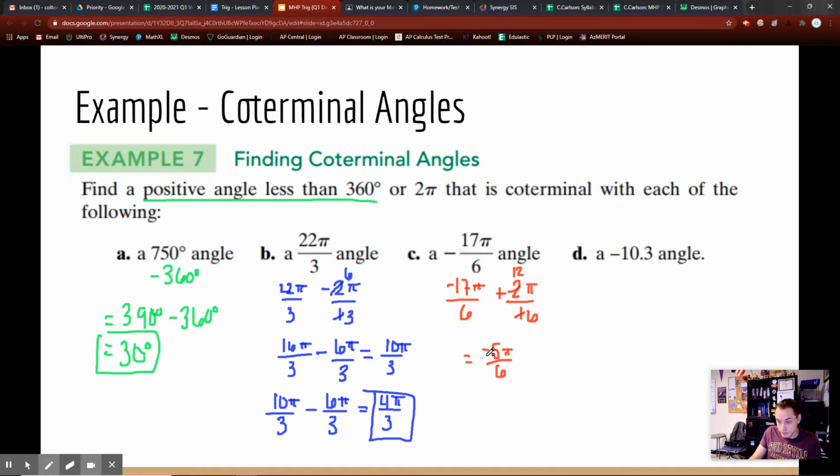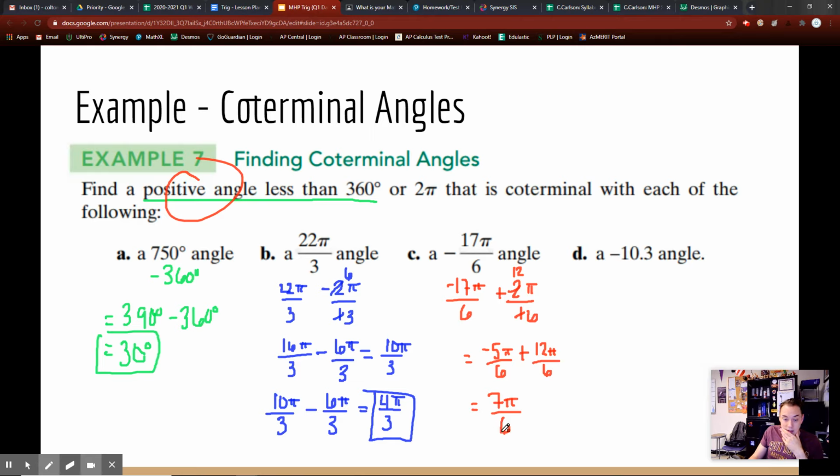But here's the problem. This is definitely less than 2 pi, right? Yeah, it's less than 2 pi. But the problem is it's not positive. So since it's not positive, I need to make sure to do a little bit more math. I need to plus 12 pi over 6 back to this. And what this then equals is 7 pi all over 6.